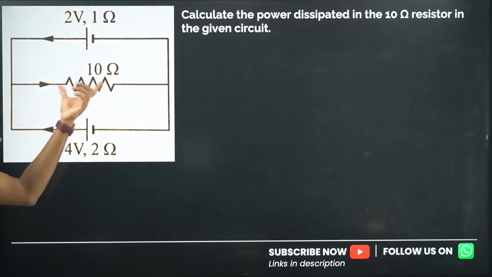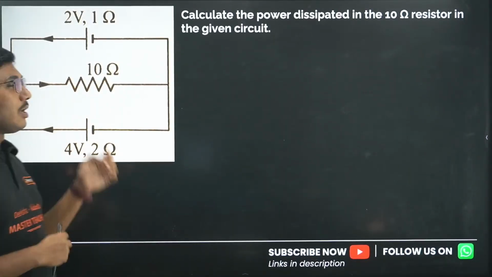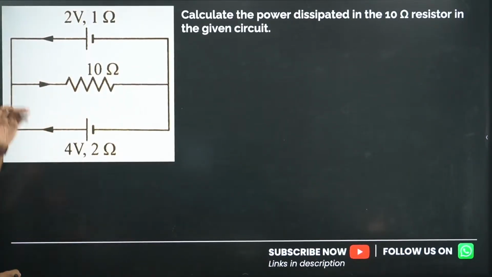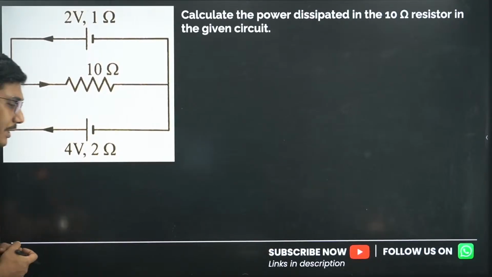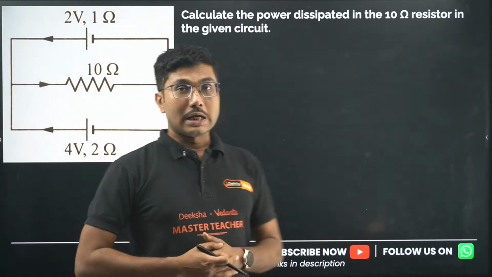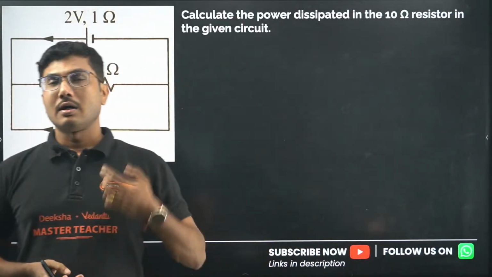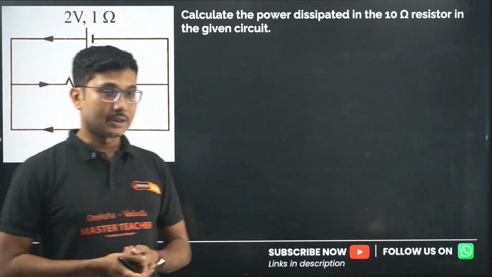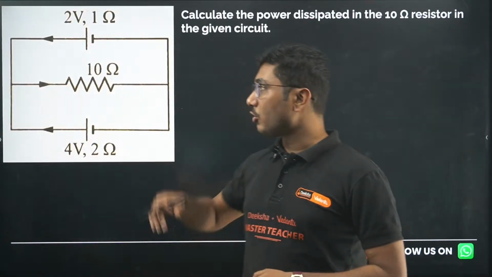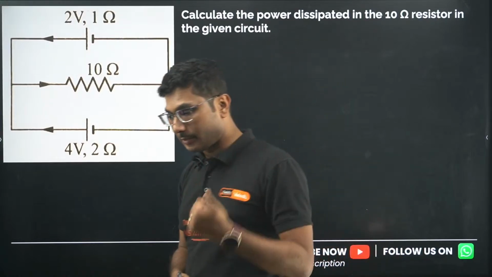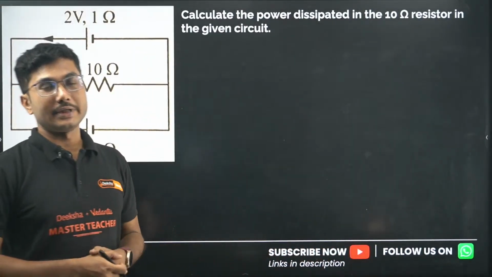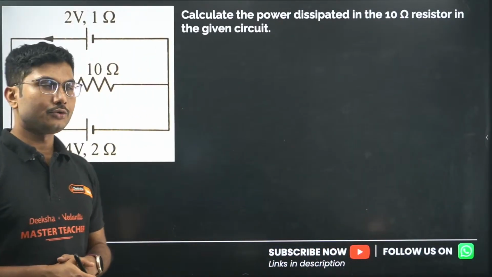So this is a 10 ohm resistor. They asked what will be the power dissipated in this circuit. For this today I will be using Kirchhoff's laws. Tomorrow there is a Brahmastra on the chapter current electricity. There also I will be solving it, but using a different method. So you can decide which method is better for you and choose it.